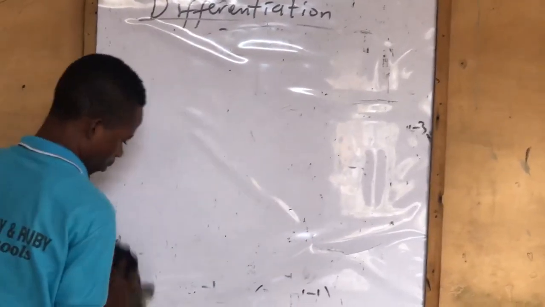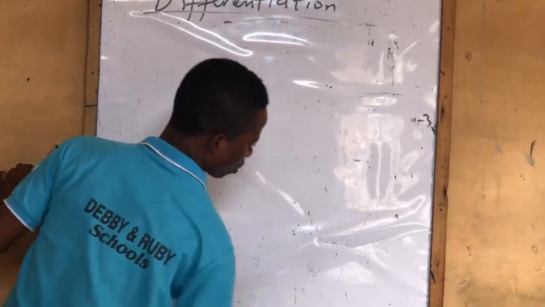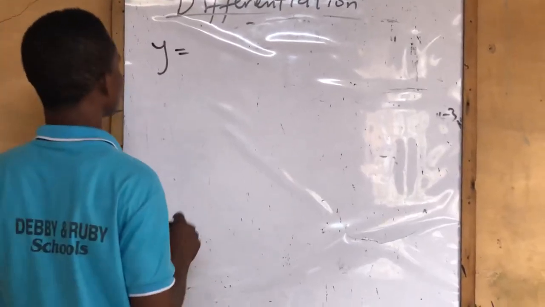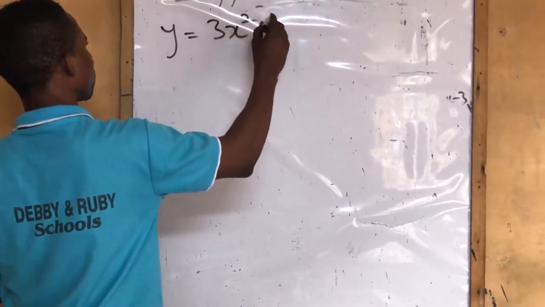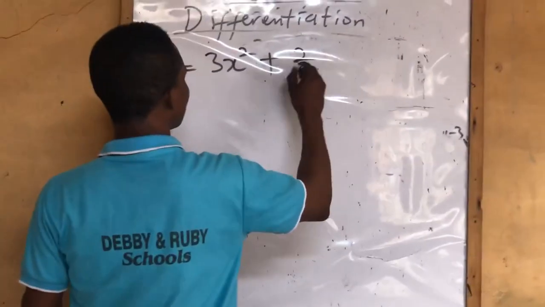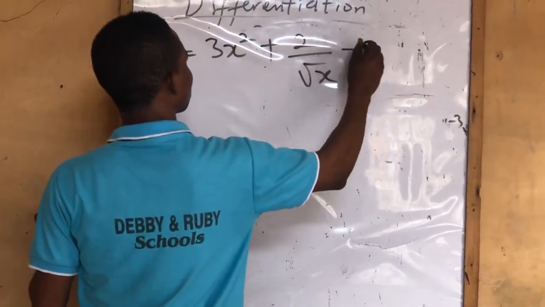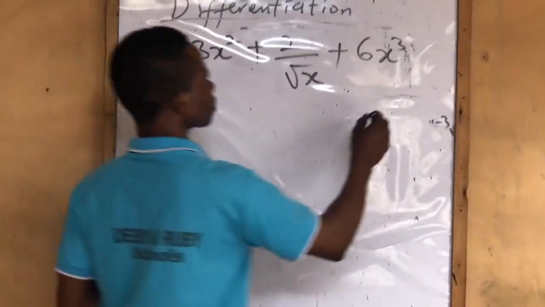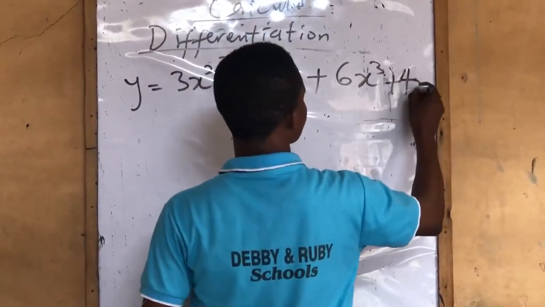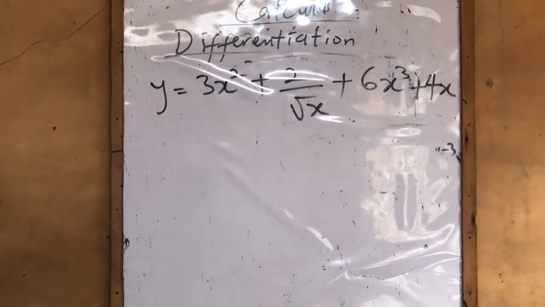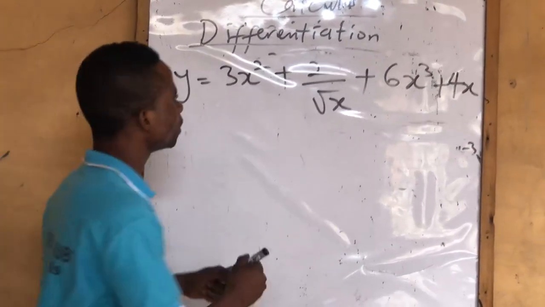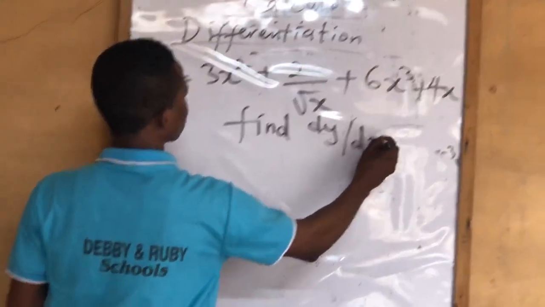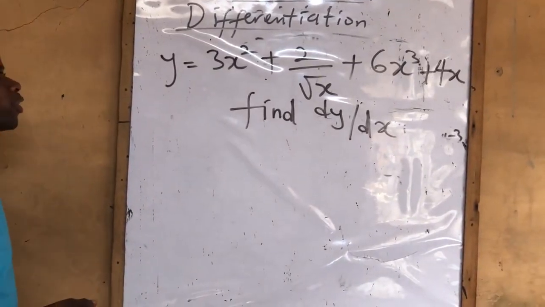Now, if they ask us to find dy/dx, like they give us y equals 3x squared plus 2 all over root x plus 6x cubed plus 4x. They give us something like this to differentiate, find dy/dx.